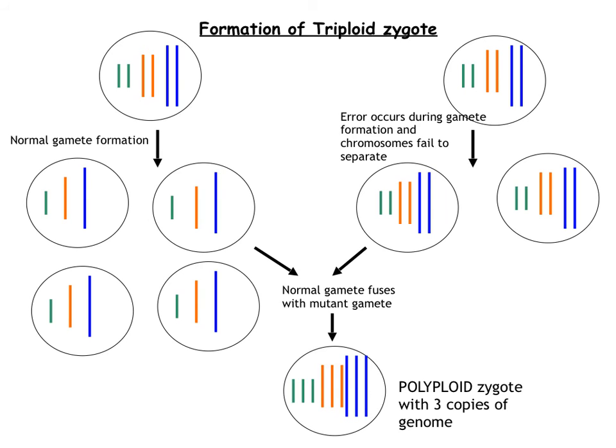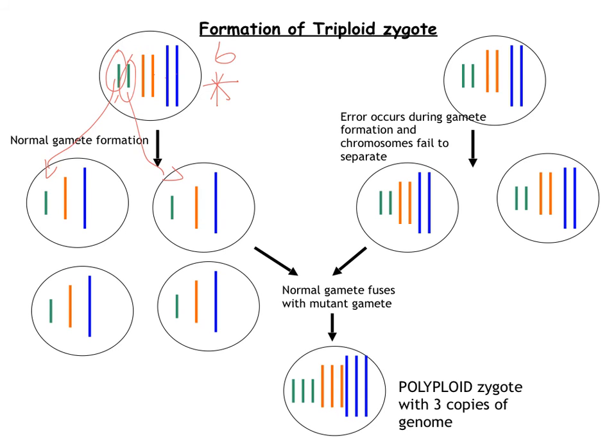Now here's an example of what I was talking about in the previous slide. This is the formation of a triploid zygote, where there are extra copies of the chromosomes produced. Over here, this is normal gamete formation. Here we've got what is known as a gamete mother cell before the gametes are formed. It's got 1, 2, 3, 4, 5, 6 chromosomes in total. When the gametes are formed, each of the pairs ends up in a separate gamete, and you end up with 4 cells.